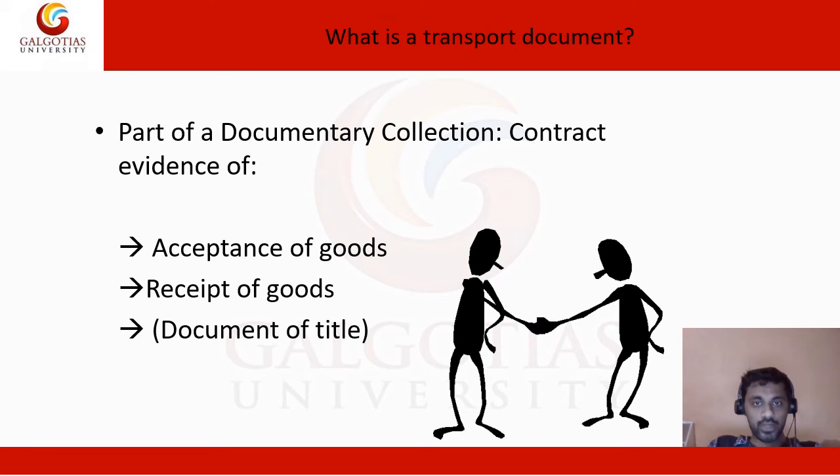Now coming to what is a transport document. Part of a documentary collection is known as a transport document. It is a contract evidence of the acceptance of goods. You also have a receipt of goods and document of title. These are the three important contract evidences that we should have: acceptance of goods, receipt of goods, and document of title.